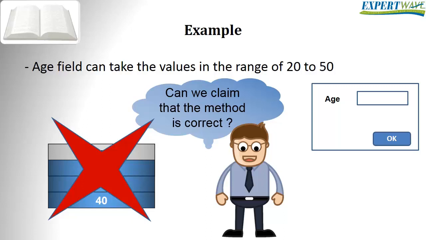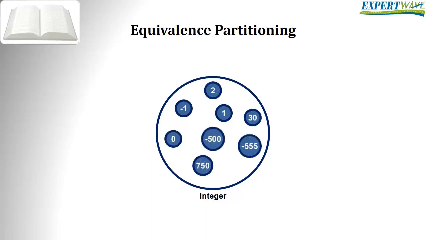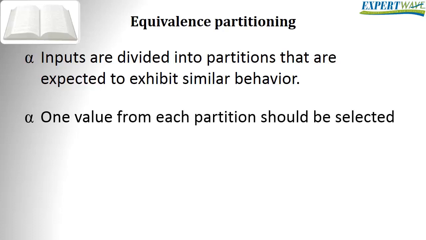This is very inefficient. Well, you know as a tester from the specification that the age of the employee accepts a number. If you try to test each number, you will end up with tens of thousands of test cases. Again, this will be inefficient. So what should we do? Equivalence partitioning is based on the idea that inputs are divided into partitions that are expected to exhibit similar behavior. One value from each partition should be selected.